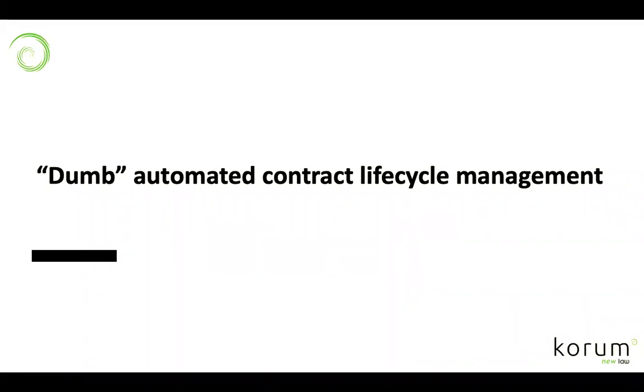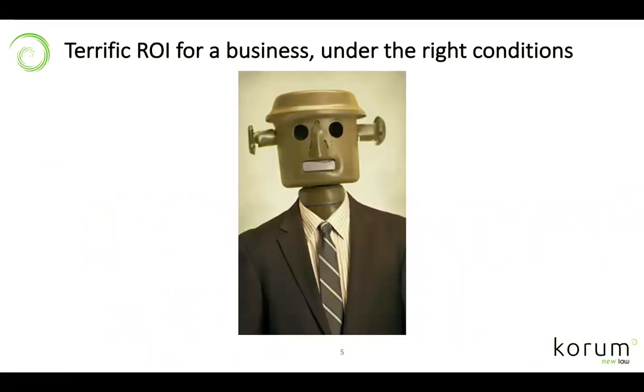So the first one I want to cover is what I'll call dumb automated contract lifecycle. And I don't mean dumb in terms of not intelligent. I mean dumb in terms of it's not using artificial intelligence to drive this. These tools are based on templates, usually created by a questionnaire that is filled out.